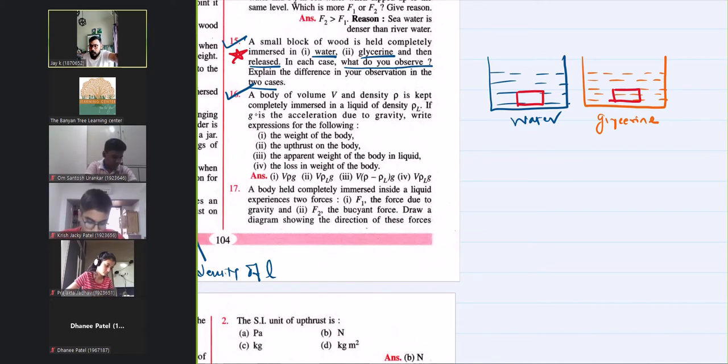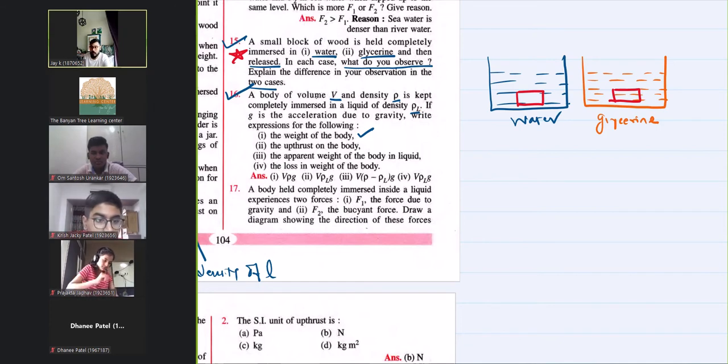A body of volume V and density rho is kept completely immersed in a liquid of density rho L. Remember, do not get confused because there are two densities here. Rho is the density of the body and rho L is the density of the liquid. If g is the acceleration due to gravity, write the expression for the following: weight of the body.